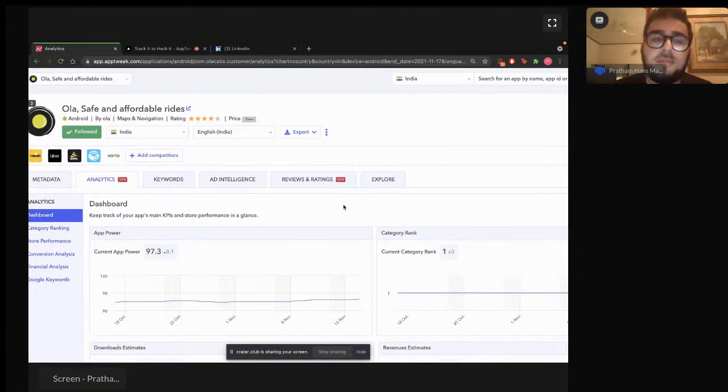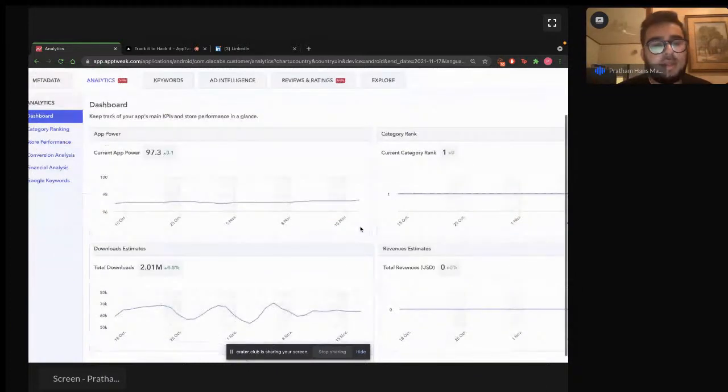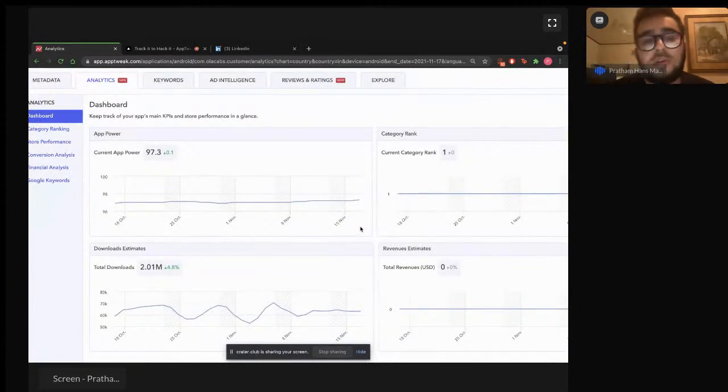For example, Ola is in the maps and navigation category, whereas other apps might be in different categories. So it takes that into consideration. And then secondly, there are the estimated downloads. That is the amount of downloads an app is receiving on a day-to-day basis, and these are unique installs.